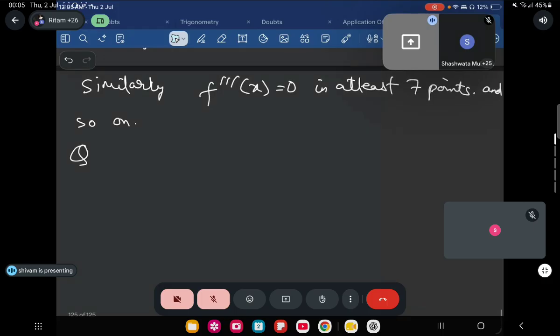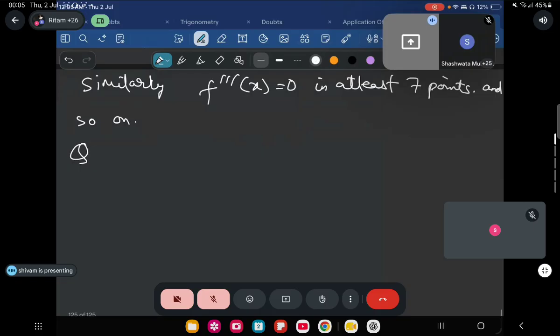Next, let us do this problem, everyone. Question number 4. P of x is a polynomial with real coefficients.